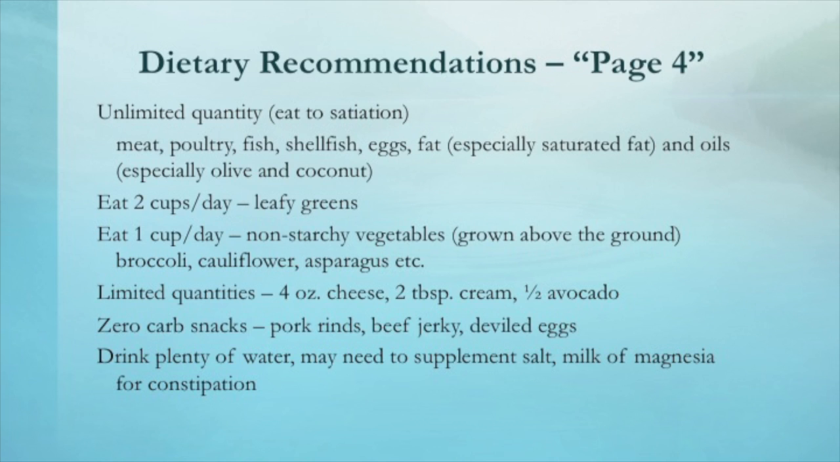And in limited quantities, 4 ounces of cheese. 4 ounces seems like a lot to me. It doesn't seem limited. But 4 ounces of cheese, 2 tablespoons of cream, a half avocado. He lists some more things there. He lists some zero-carb snacks. When you're hungry, you should eat. If you're not ready to make a full meal, you want to grab a snack that's not going to give you some carbs. And then plenty of water. He gives a lot of other guidelines to fill out this whole thing.